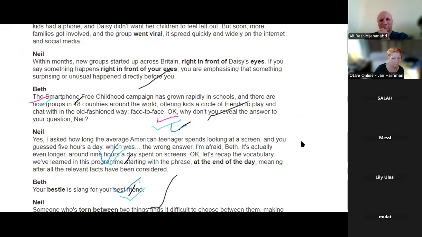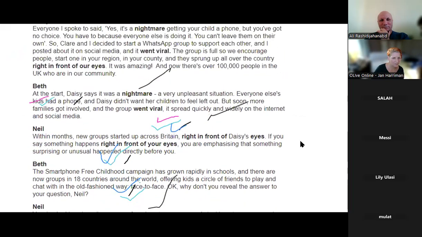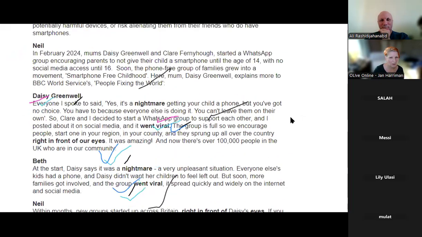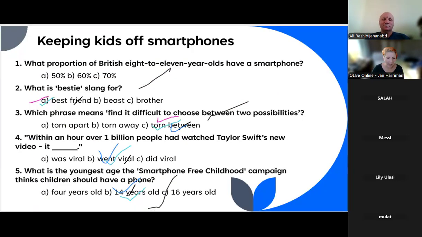So the group wants them to have smartphones when they are, I think it was 14. Oh, wait a minute. Yes. So there we are, the age of 14. Great job, guys. Really well done. Excellent listening there. Really well done.